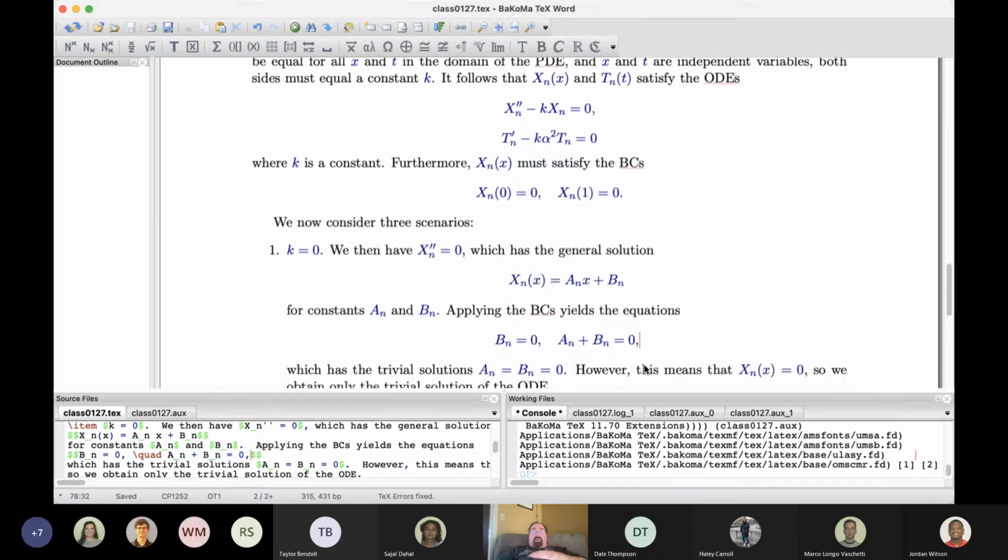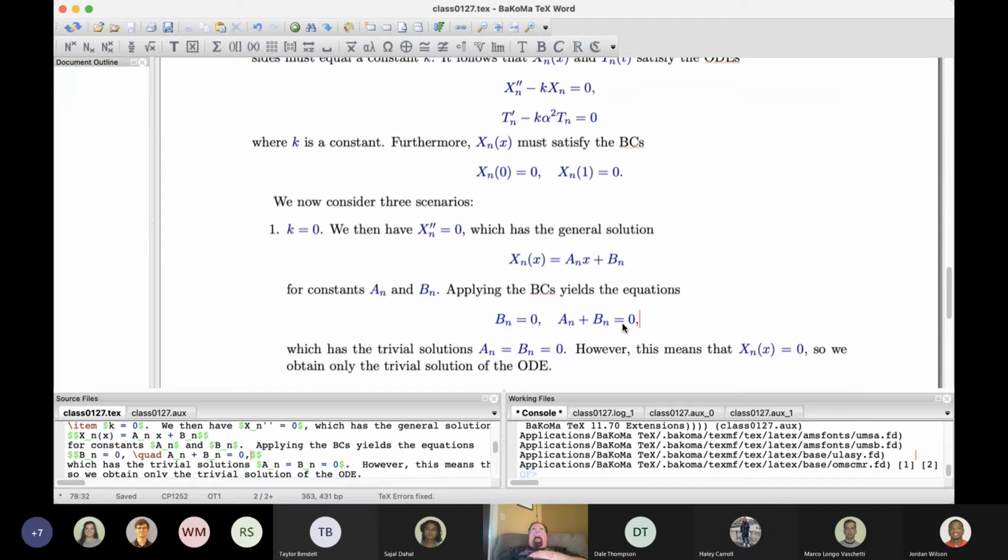So the only way that both of these can be satisfied: bn equals 0 gets plugged in here, and I get an also equals 0. So we end up with a trivial solution. So in other words, k equals 0 is useless. It will not give us any contribution to the solution of the overall problem, so we discard it.